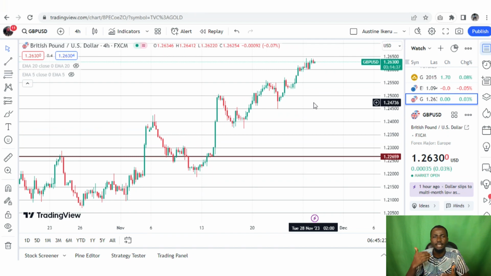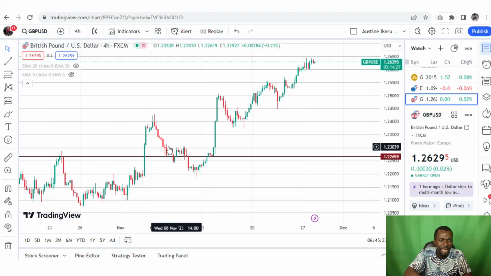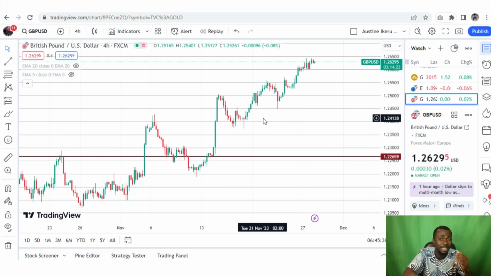So make sure that there is a healthy trend for you to be able to trade this strategy. That is why I say the first thing you need to do is look at the market structure and confirm that the market is in a healthy trend. Right now we are trading GBP/USD, and if you watch clearly, you see that GBP/USD is in a healthy trend. So how do we trade this strategy?